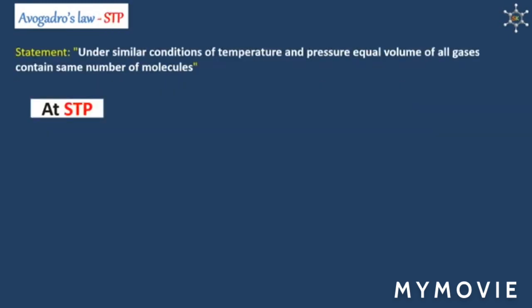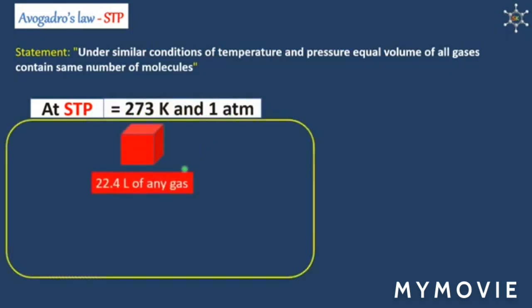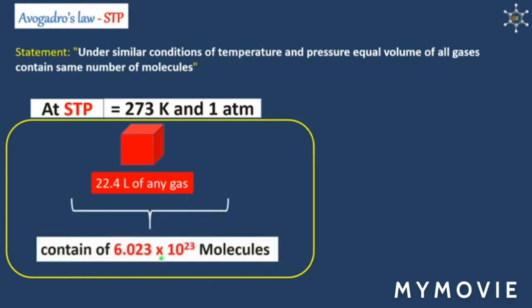Avogadro's law at STP. STP means standard temperature and pressure, and the values are 273 Kelvin and 1 atmosphere pressure. At STP, if we consider 22.4 liters of any gas, it was observed to contain 6.023 into 10 to the power of 23 molecules. This is a very big number. If we try to write every digit in this number, then we will have 20 zeros after 3.